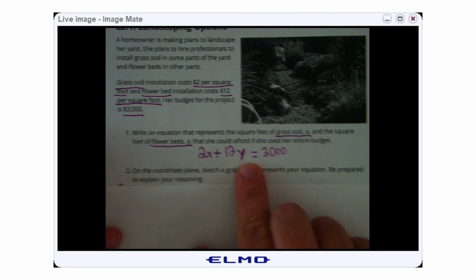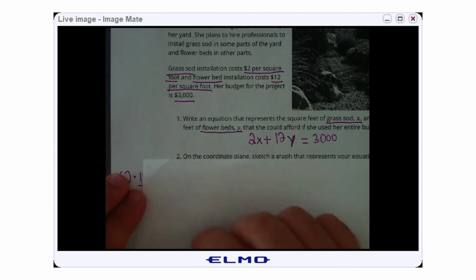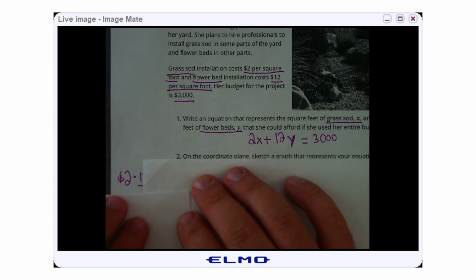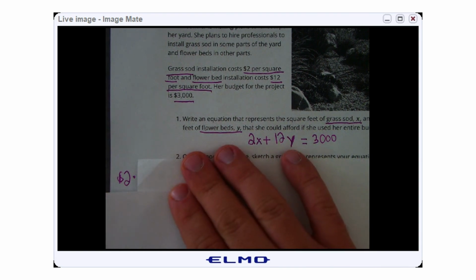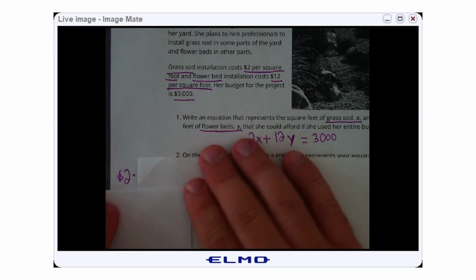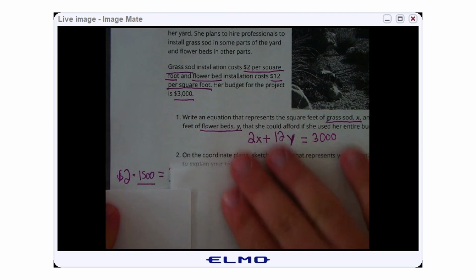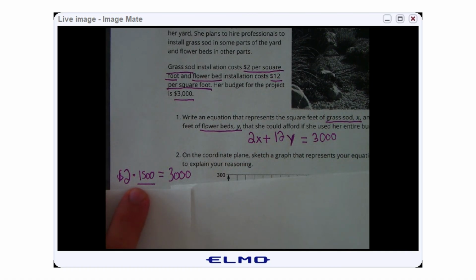Okay, so in order to do that, what we have to figure out is, for this first one, 2 times something is going to get me $3,000, right? I could either guess and check all the way up until I get to 3,000, or I could just do 3,000 divided by 2. That would also give me the same thing, and it would tell me that 2 times 1,500 equals 3,000. So that's 1 point I can graph. I can go onto my graph and see where the grass sod is. That is the x-axis, and I would graph the point 1,500, 0.